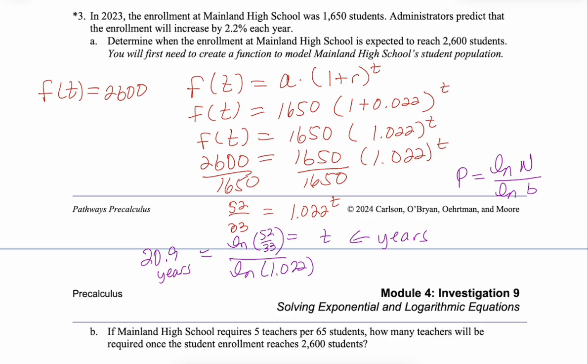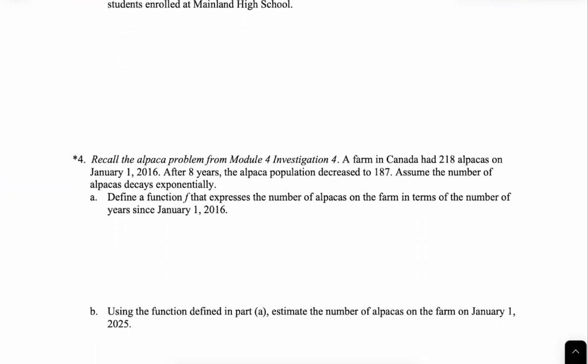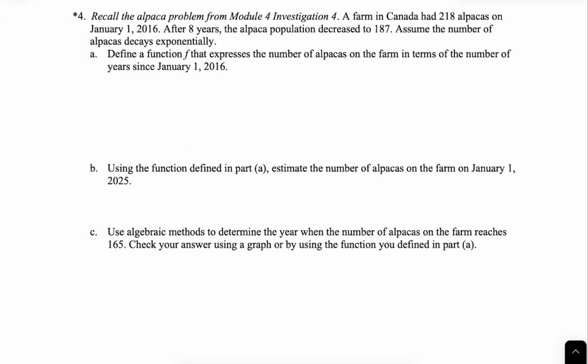And I don't care about B. Okay. So now let's jump to number 4. Number 4 says, remember the alpaca problem we had done? It says that after 8 years, the alpaca population decreased to 187. Assume the number of alpacas decays exponentially to find a function that expresses the number of alpacas on the farm in terms of the number of years since January of 2016.